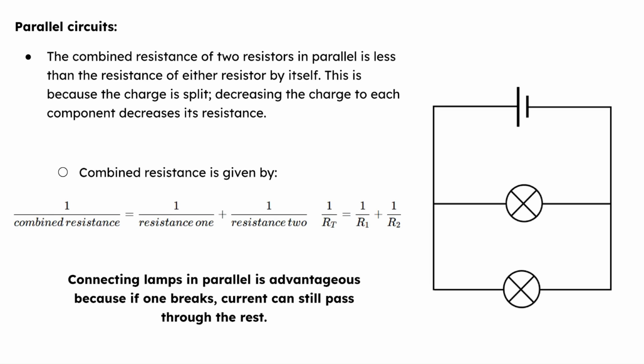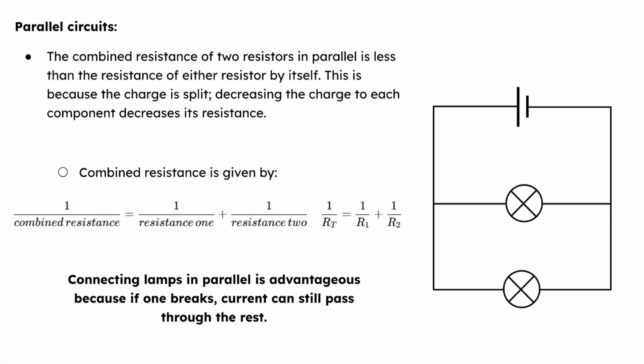The combined resistance of 2 resistors in parallel is less than the resistance of either resistor by itself. This is because the charge is split. Decreasing the charge to each component decreases its resistance. The combined resistance in parallel is given by 1 over the combined resistance equals 1 over resistance 1 plus 1 over resistance 2.